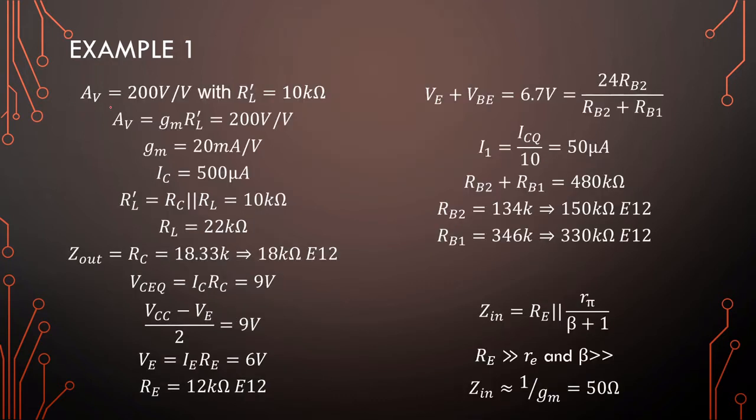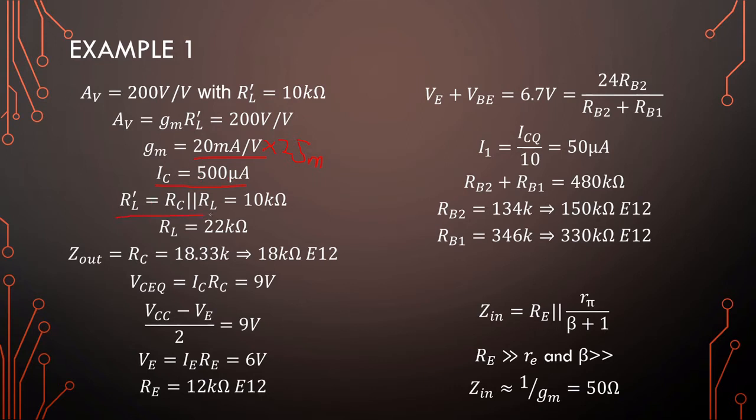So for our solution, AV is 200 volts per volt, R load prime is 10 kilo ohms, and we know that our loaded gain is gm R load prime. From that we can calculate our transconductance, and if we multiply this with 25 millivolts, we convert it to our collector current as 500 microamperes.